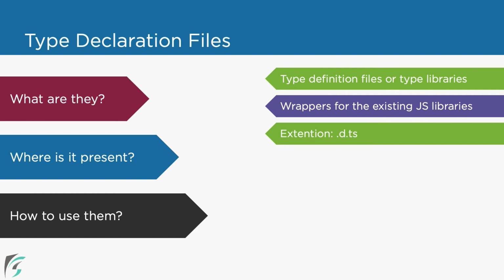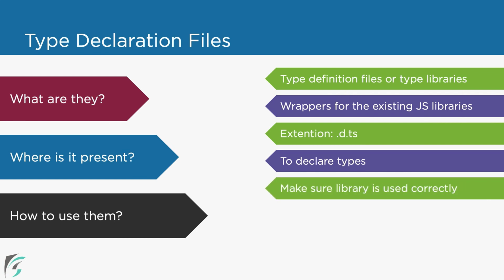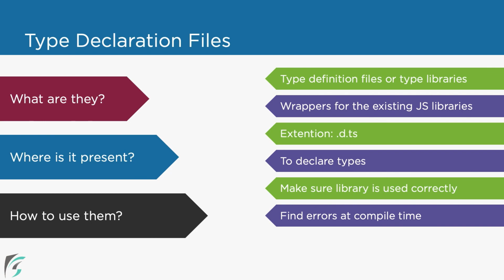The purpose of these type declaration files is to declare the types in our code for the variables, functions, objects, and other constructs in the libraries which we might want to use. This could include referencing the correct properties on an object or passing the expected number and types of parameters to a function, thus making sure that we use the libraries correctly. While working with the JavaScript libraries, when we compile our code with a type declaration file, we can find the error at compile time itself.